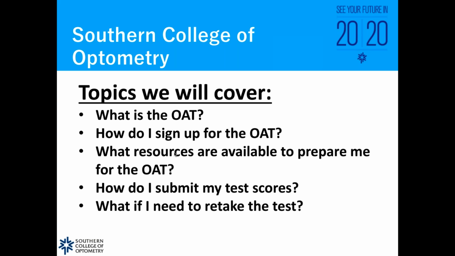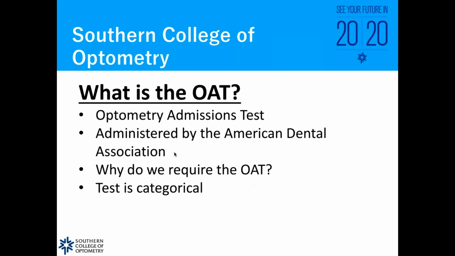So topics we're going to cover today, we're going to talk about what is the OAT. We're going to talk about how do I sign up for the OAT and show you some different resources to help you prepare the best way you can for this test. We're going to talk about how you can submit your test scores after the test and the procedures if you do need to retake the test if you're not successful on the first attempt.